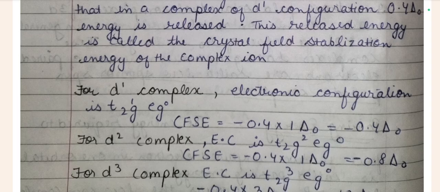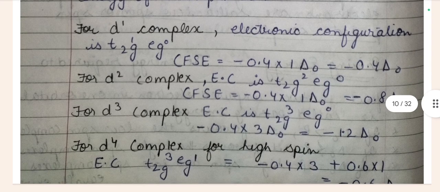For a d2 complex, the electronic configuration is t2g2 eg0. The CFSE is equal to minus 0.4 into 2, which is equal to minus 0.8 delta naught. For a d3 complex, the electronic configuration is t2g3 eg0, and the CFSE is equal to minus 0.4 into 3 delta naught, which is equal to minus 1.2 delta naught.